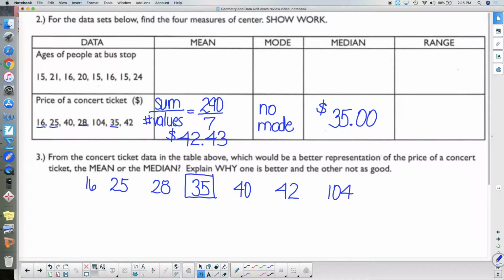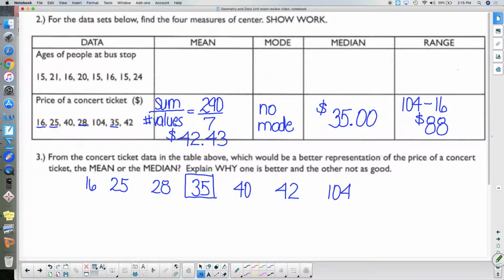For range, I need to be able to find the highest ticket price minus the lowest ticket price, so our extremes. 104 in our case, that really high ticket price, minus 16. So the range on this is there's an $88 difference between the most expensive ticket and the least expensive ticket. When you go to number 3, pause the video and give this a chance to answer.